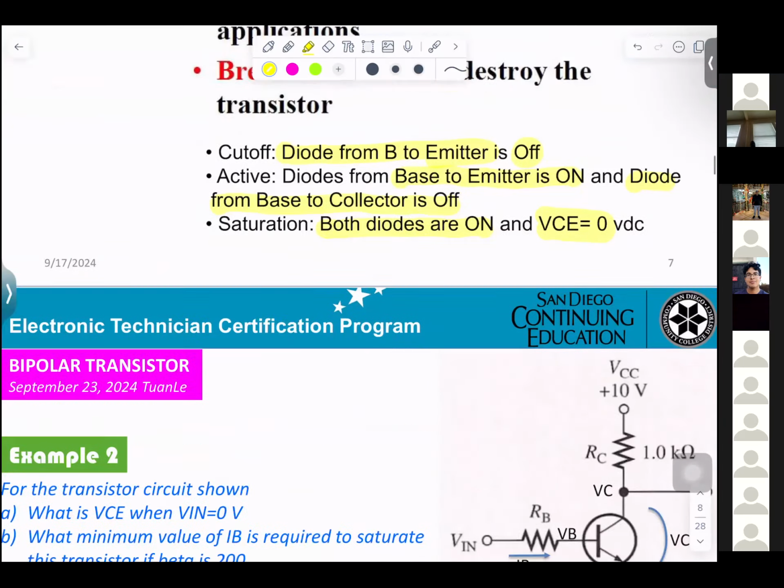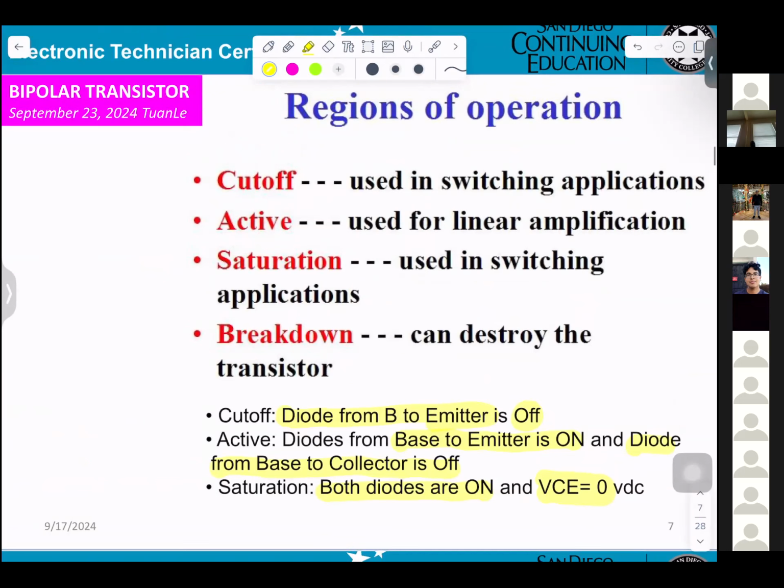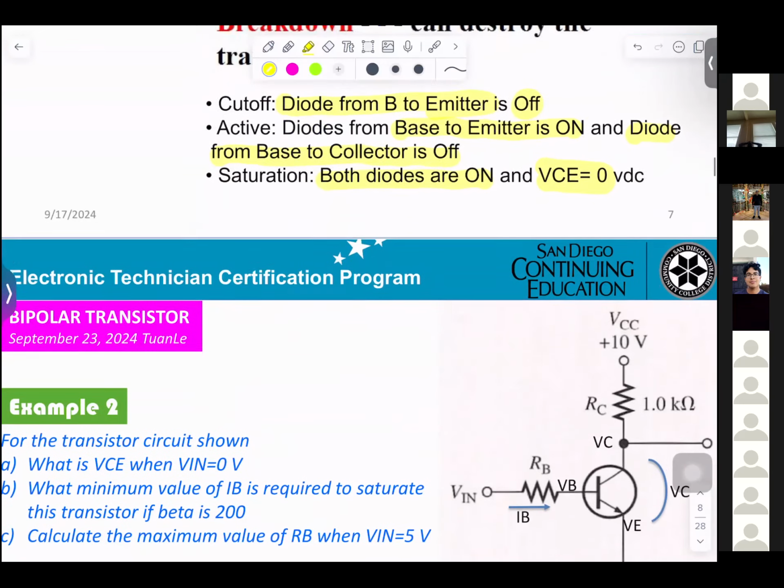Sorry, I was hoping for a reminder. For saturation, it says VCE is 0. Is that because it's in the ideal state? Yeah. The thing is, if the transistor is saturated, then you have to say both diodes will be on, and that will be given to you. VCE will be very close to 0. Okay, thank you.